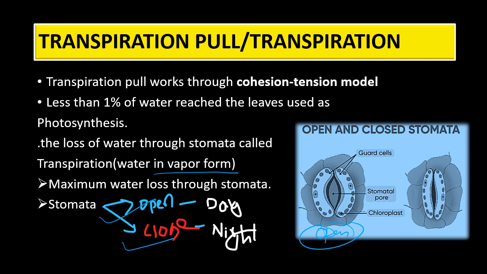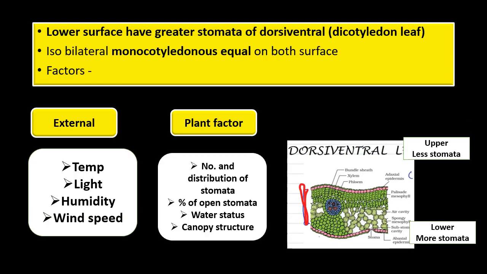So what exactly will I discuss? Mostly the lower surface has greater stomata. In dicotyledon plants, the lower surface contains most of the stomata, because if they were present on the upper surface, the transpiration pull would attract more water. If more water is attracted in vapor form, that affects the plant. So stomata are needed on the lower surface.